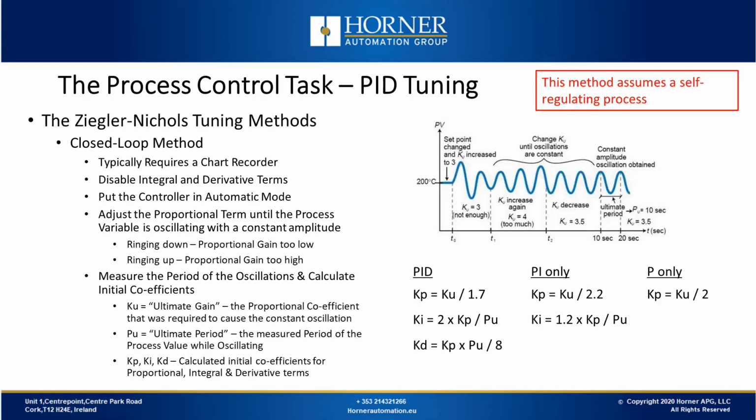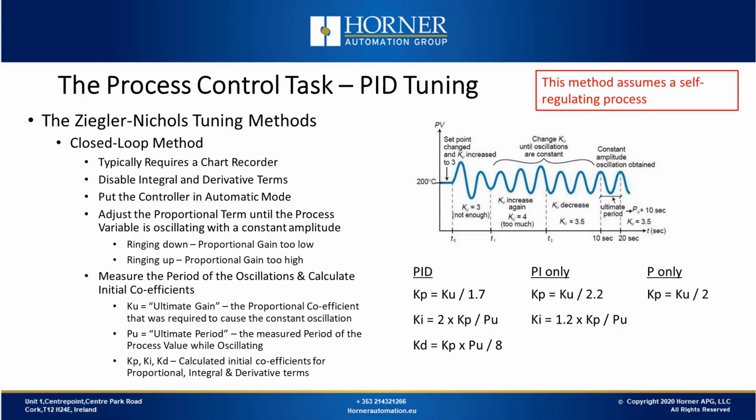Let's talk about the Ziegler-Nichols tuning methods. One of the advantages of the Ziegler-Nichols tuning methods is that they don't require a model, so you can tune a system on a live machine. If you couldn't do that, you'd have to create a mathematical model to simulate that process in order to tune it. The first method that Ziegler-Nichols introduced is a closed-loop method. This method assumes that you've got a self-regulating process because you're putting the process into oscillation to tune it.